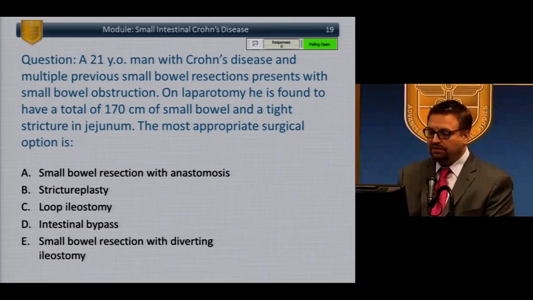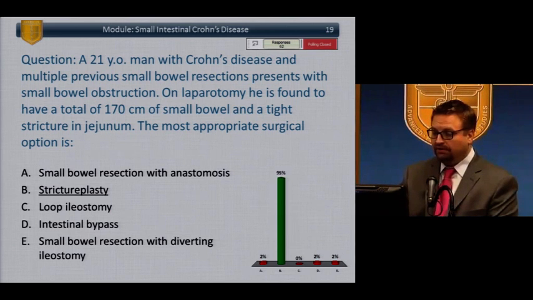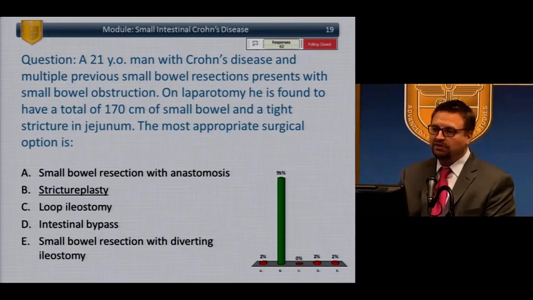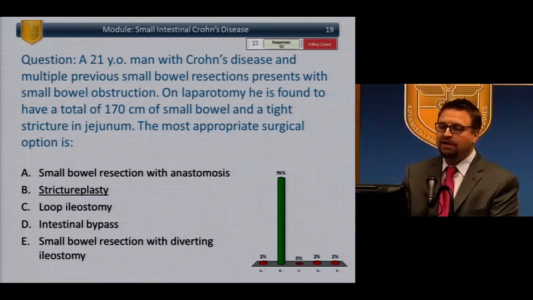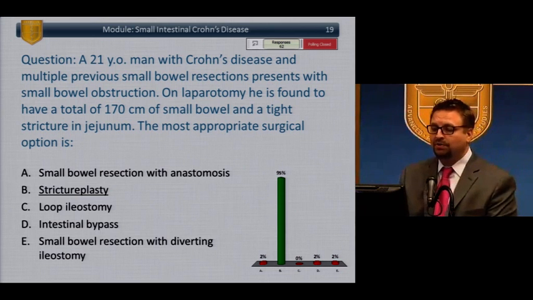Okay, a few seconds. Great, almost everybody, strictureplasty. So a common theme is that Crohn's patients sometimes require multiple operations. It's unpredictable what patients will require one operation in their lifetime or what patients are going to require 10 or 20 operations.